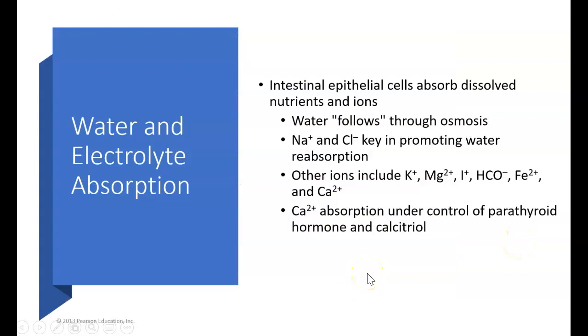Water and electrolyte absorption. So intestinal epithelial cells will absorb dissolved nutrients and ions. Water will move across the membranes just through the process of osmosis, and sodium and chloride are going to play a really important role in promoting water reabsorption, so your salt concentration. Other ions that are going to get absorbed are potassium, magnesium, iron, and calcium. Calcium absorption is actually under the control of hormones from the parathyroid and calcitriol. So calcium absorption is a little more complicated than the other ions. We'll talk specifically about how this works when we look at the endocrine system.